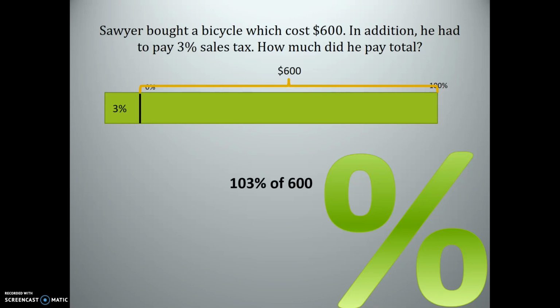So we're going to find 103% of 600 and set it up like normal, 103 over 100 times 600 over 1. Oh, look at all that cross canceling. That's going to be so much fun. Let's get rid of those. And now we just have 103 times 6, which is going to give me 618. And that's going to be my final cost. The bicycle will be $618.